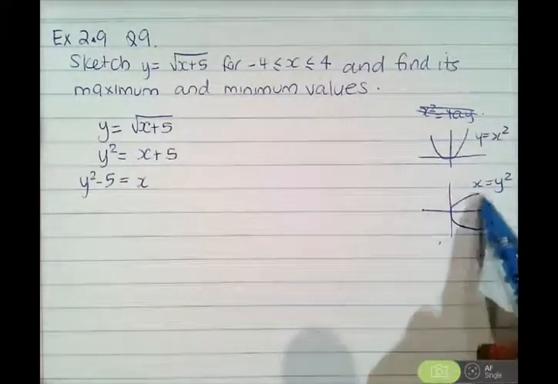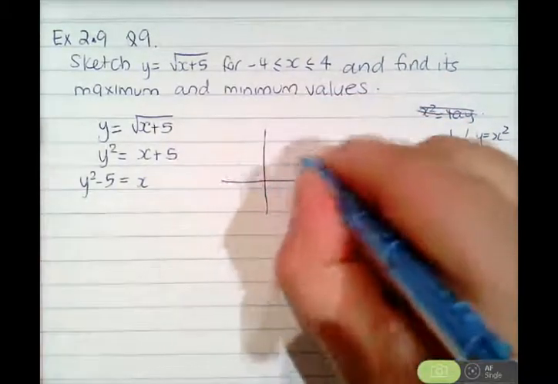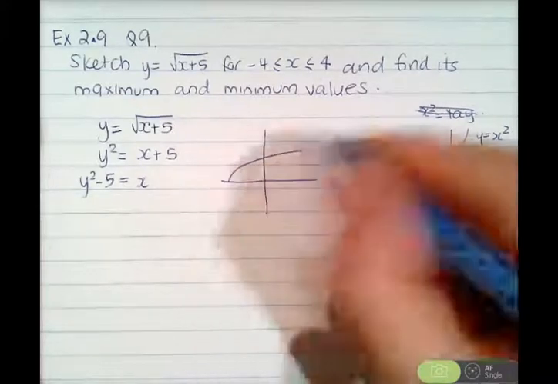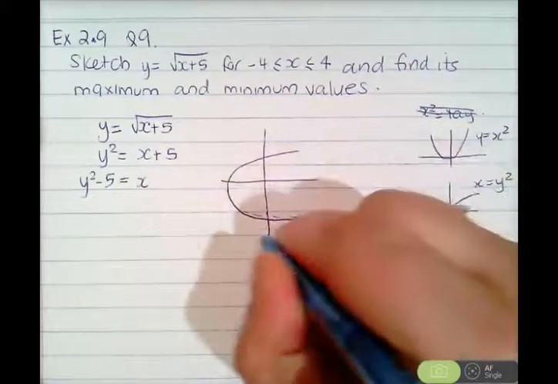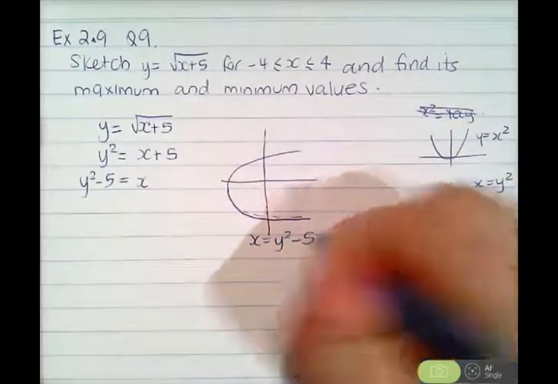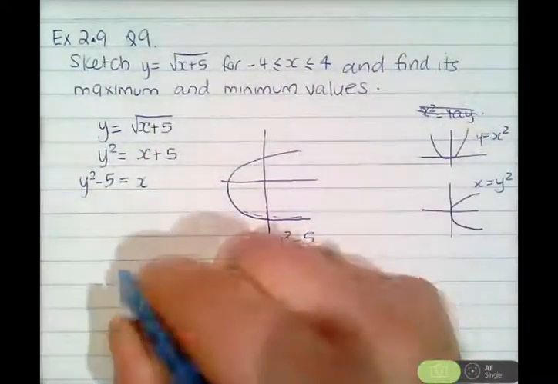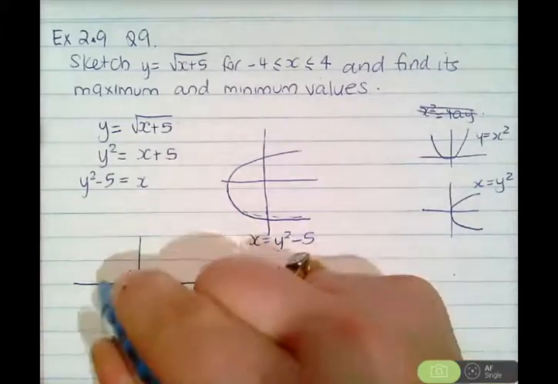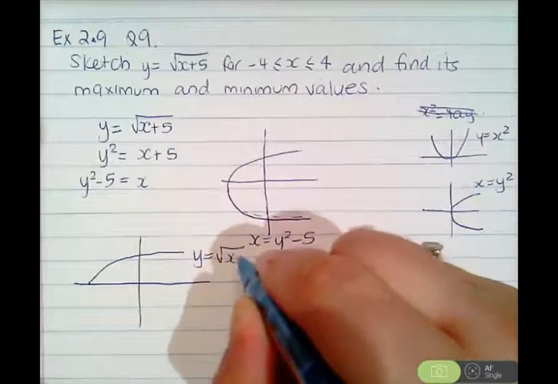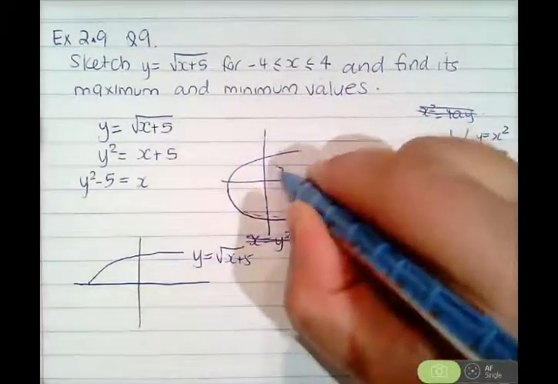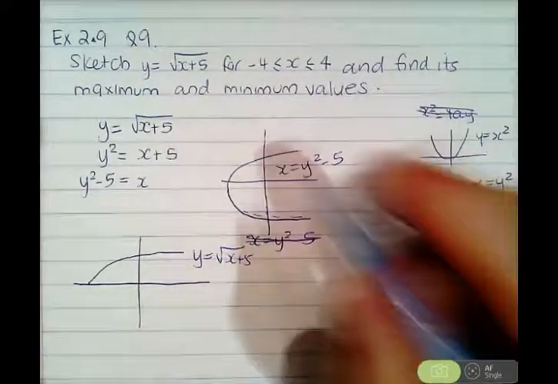It's a sideways parabola, x equals y squared shifted back 5 units. So the whole parabola is like this. That is x equals y squared minus 5. But if you just want y equals the square root of x plus 5, it's only the top half. So if you just want the top half, this bit here is y equals the square root of x plus 5. Whereas this graph here is x equals y squared minus 5. Okay? Sorry, that's not working.